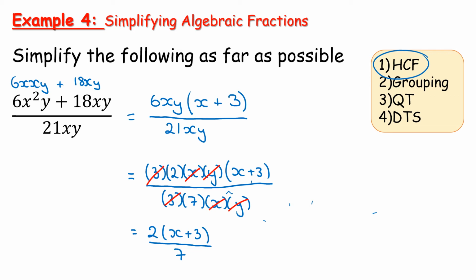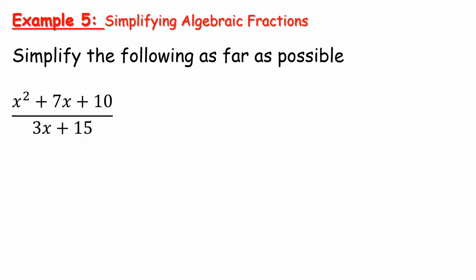Now, it wouldn't be good practice to leave it in factored form, so with the brackets. So to finish this, we would generally multiply out that top line again. So 2x plus 6 all over 7. But that is as simple as it can be.